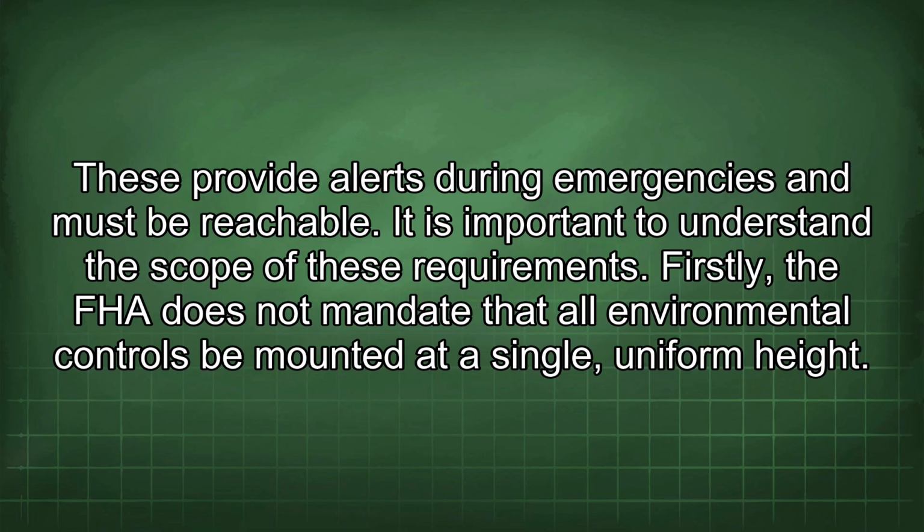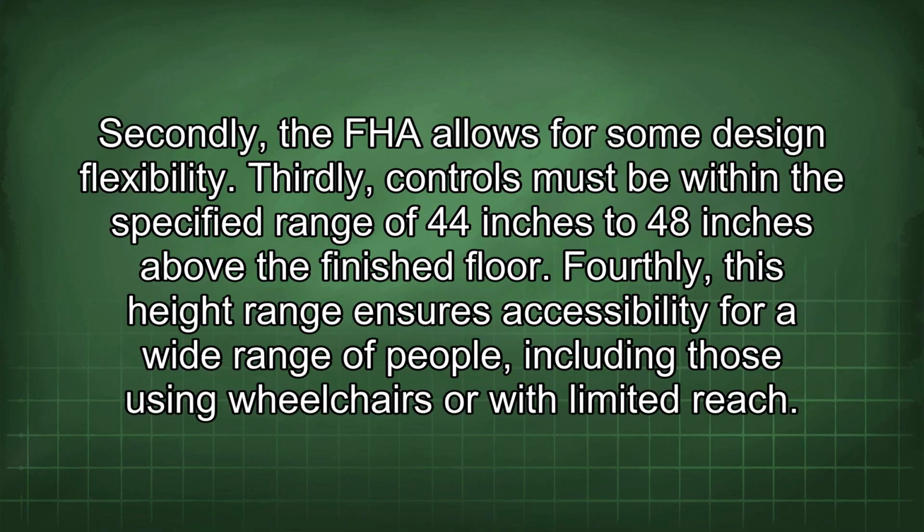It is important to understand the scope of these requirements. Firstly, the FHA does not mandate that all environmental controls be mounted at a single, uniform height. Secondly, the FHA allows for some design flexibility. Thirdly, controls must be within the specified range of 44 inches to 48 inches above the finished floor. Fourthly, this height range ensures accessibility for a wide range of people, including those using wheelchairs or with limited reach.